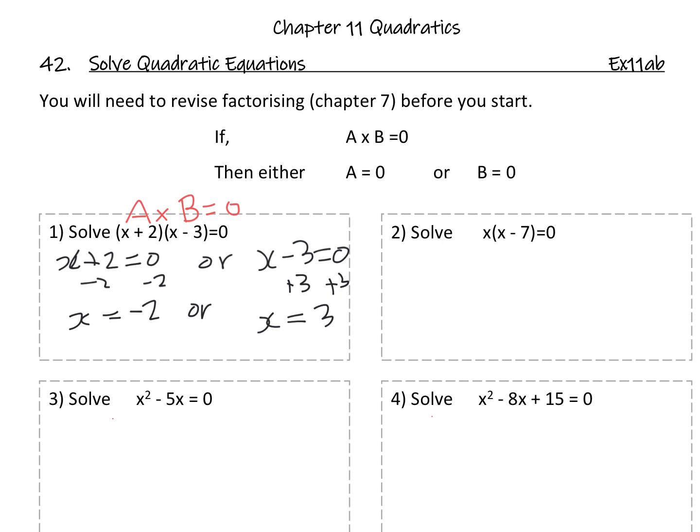Number 2 looks a wee bit different, but effectively you've got an x multiplied by a bracket. So the x would be considered to be your a, and the bracket would be considered to be your b. And we're saying when we multiply these two things together, we're getting 0. So that means that the a, or in this case the x, is 0, or the b, in this case the x minus 7, the bracket, is 0. Now that's solved and nothing to do there. X could be 0. Or, if x minus 7 is 0, we solve that equation by adding 7 to both sides to get x equals 7.